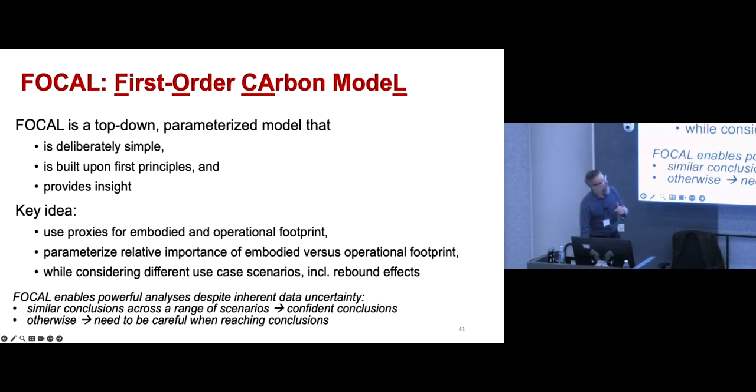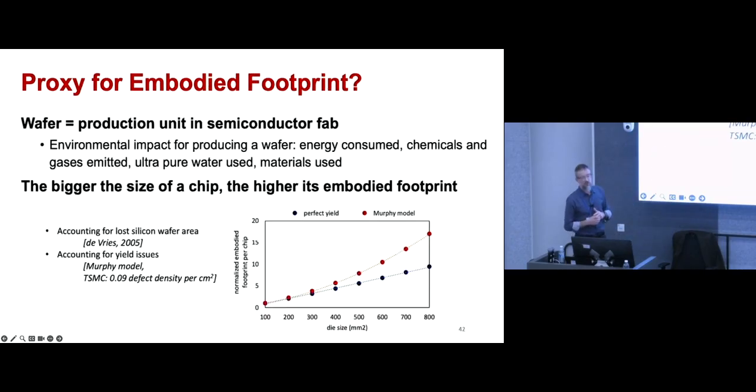So, proxies. What is a good proxy for the embodied footprint? As I mentioned before, the unit of production in a semiconductor fab is a wafer. And so as a result, the bigger a chip that we are manufacturing, the bigger its environmental footprint is going to be.